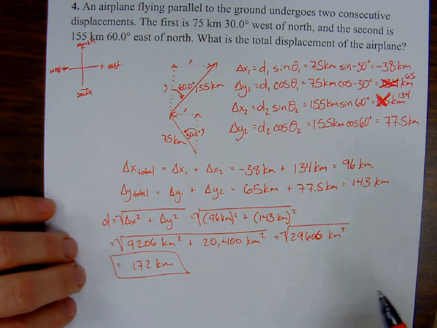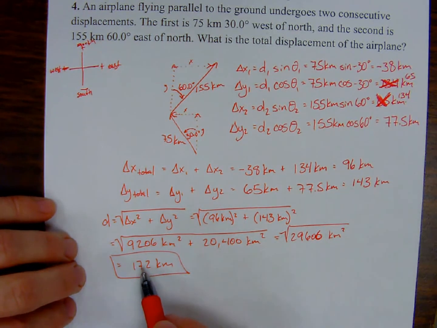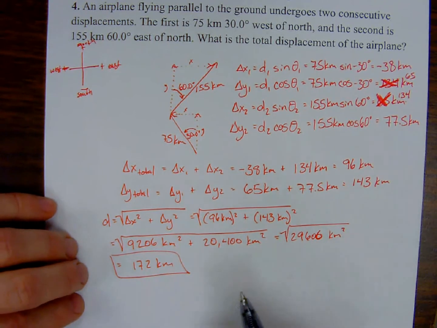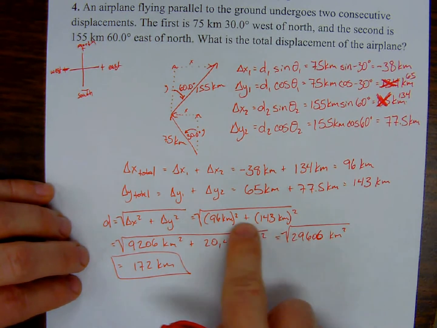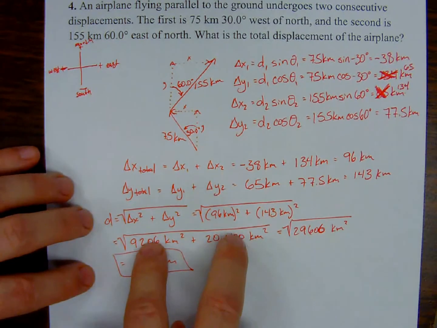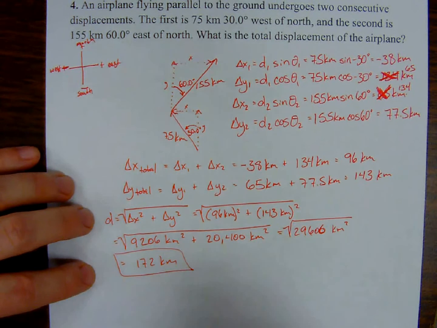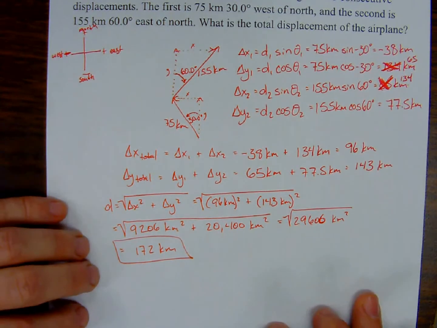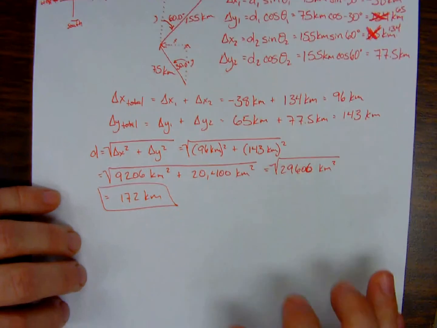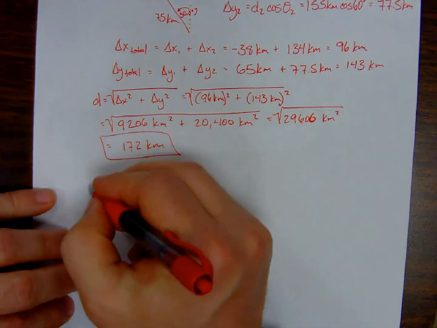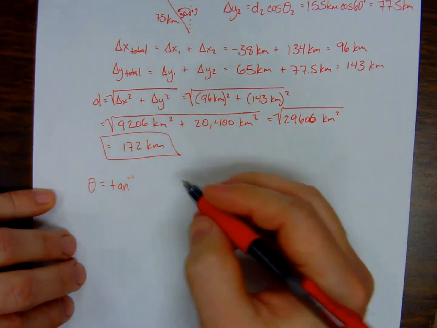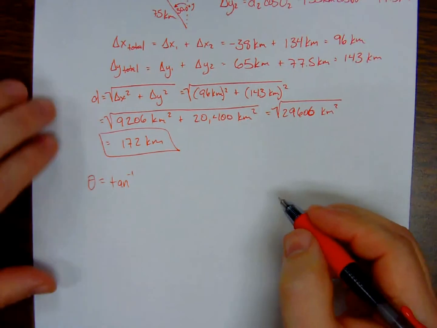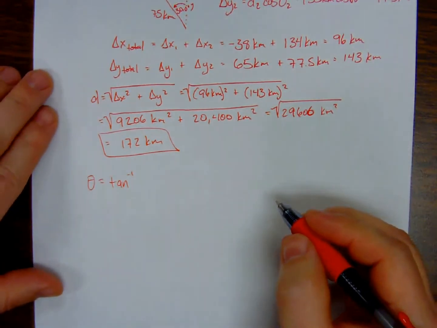We need the direction here, so let's go inverse tangent. Oh my gosh, I didn't draw my triangle, so I don't know which one to do. So I have an x component of 96 kilometers. It's positive, so it's going to be going that way, east positive. My y component is also positive, that's 143 kilometers. So here's that angle.